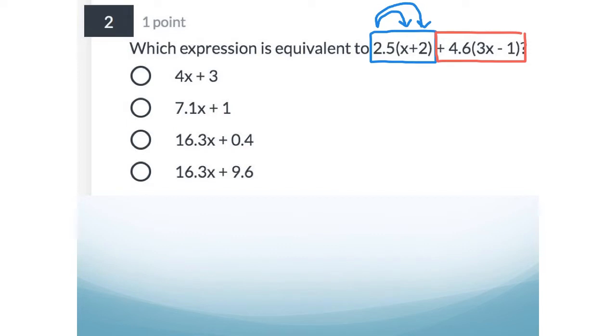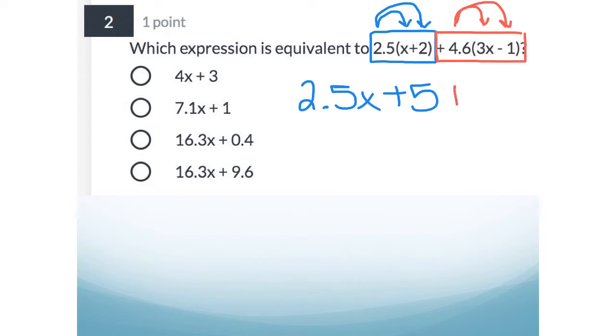2.5 times x is going to be equivalent to 2.5x. And 2.5 times 2 is going to be equal to 5. Now we need to move to our other set of parentheses. And we are going to do the distributive property again. But this time, we're going to distribute the 4.6 by multiplying it to the numbers on the inside.